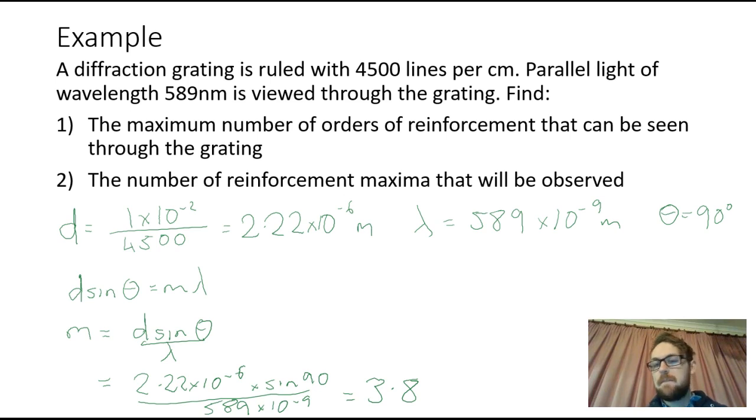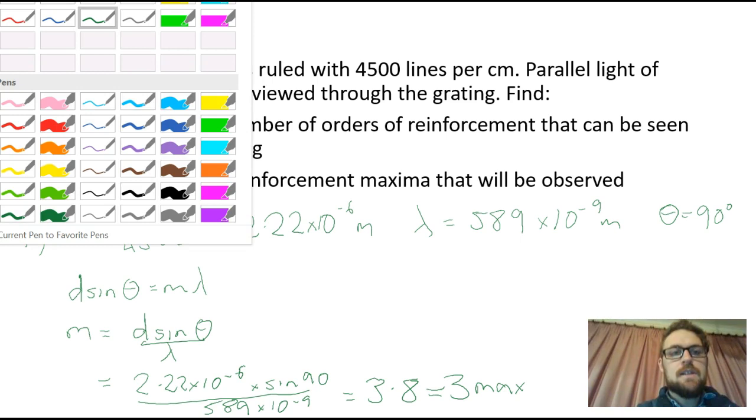Now, if we see 0.8, that means we're not actually getting there. So we always have to round down. So this equals 3 maximum. So we're going to see the third max. All right, so this is part 1. I might just change color.